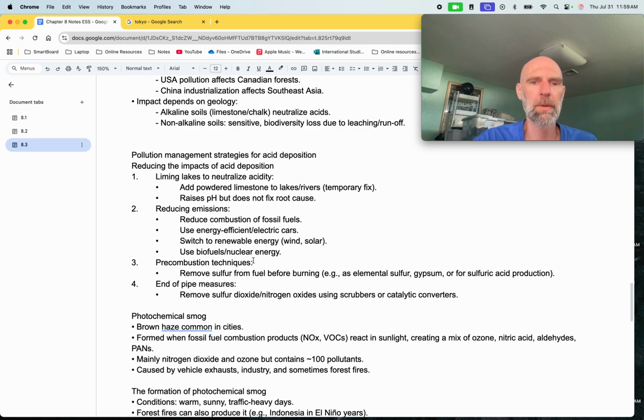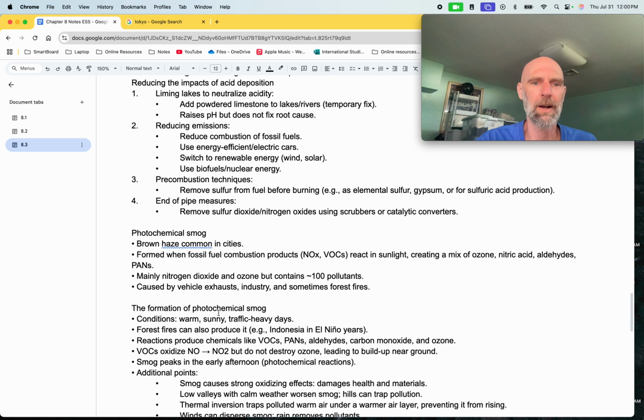Pre-combustion techniques: remove sulfur from fuel before burning. It makes burning coal cleaner, but also much more expensive. End-of-pipe measures: remove sulfur dioxide and nitrous oxides using scrubbers or catalytic converters. Scrubbers are more for power plants. Catalytic converters are what you put on cars. Right before those pollutants enter the atmosphere out the exhaust pipe, you collect them and reduce them.